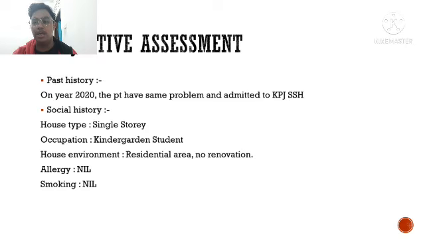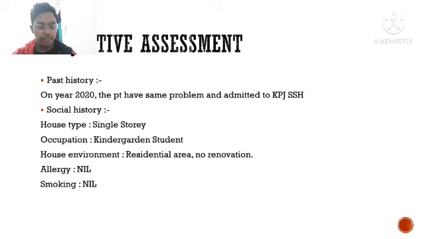16 January 2022. For subjective assessment, the past history: in 2020, that means 2 years ago, the patient had the same problem and was admitted to KPJ SSH. For the social history, the house type is single story and the occupation is kindergarten student. He's just a kid. The house environment is residential and there's no renovation on his house.